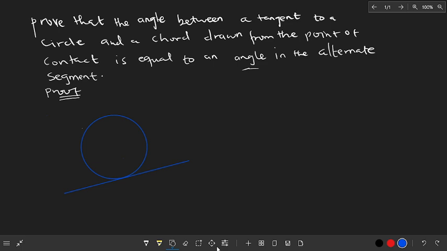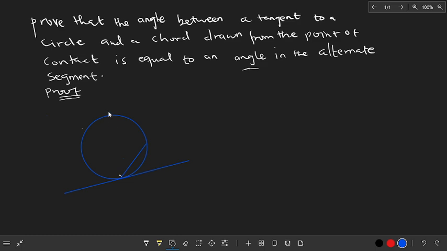In this video, we are going to prove that the angle between a tangent to a circle and a chord drawn from the point of contact is equal to an angle in the alternate segment. Now we have this, our chord, then we have, let's say, this is a tangent, so we have a chord here. There's an angle which is being formed between this tangent line and the chord.